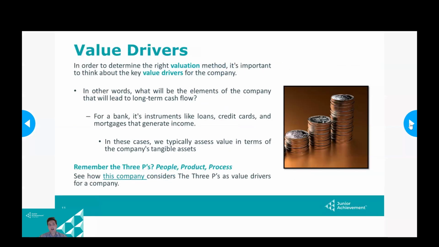So, value drivers. In order to determine the right valuation method, it's important to think about the key value drivers for the company. And that's what we talked about earlier, which value drivers are very important. In other words, what will be the elements of the company that will lead to long-term cash flow.